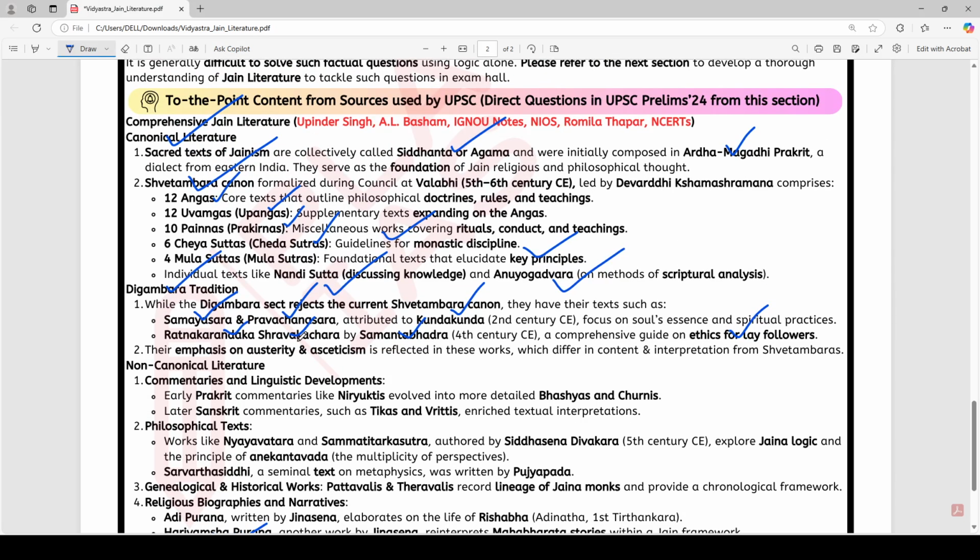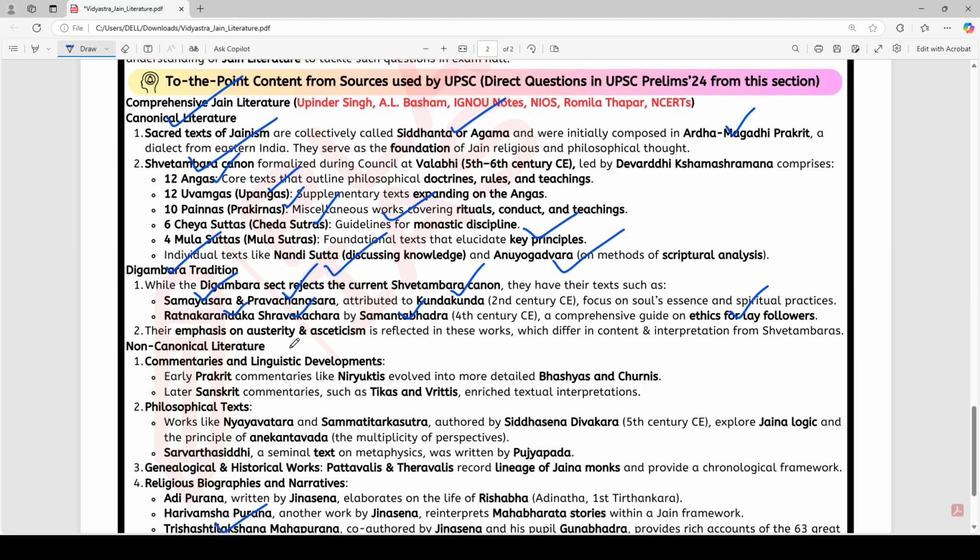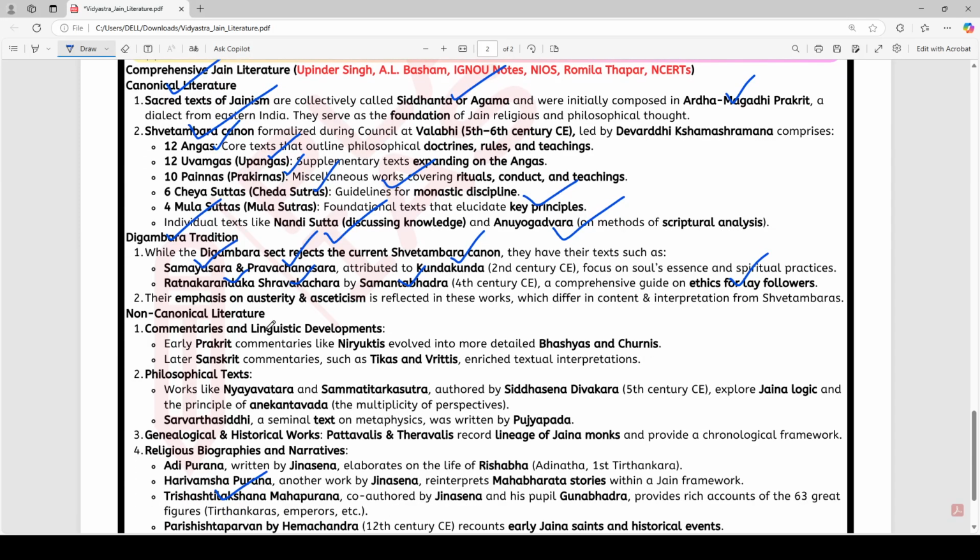Okay. Now next is non-canonical literature. When we talk about non-canonical literature in Prakrit, non-canonical means the additional ones. Now there can be commentaries, philosophical texts and all that. So we talk about the commentaries in Prakrit. Then there is Niryuktis. What are Niryuktis? Niryuktis means commentaries.